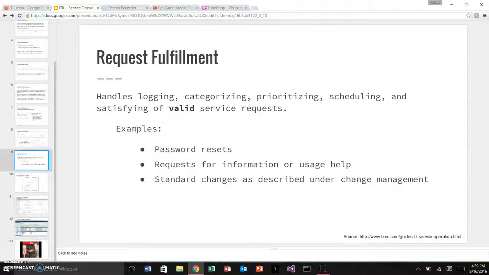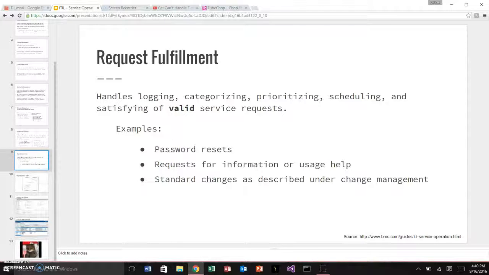The examples that I have right here are password resets. I worked at BYU, the Office of IT, and those happen all of the time, so we have to reset passwords. People also just request information. That's what BYU operators do, or standard changes that are described under change management. If there are changes that are regularly happening, then service operations can handle those, like the service desk can do that.